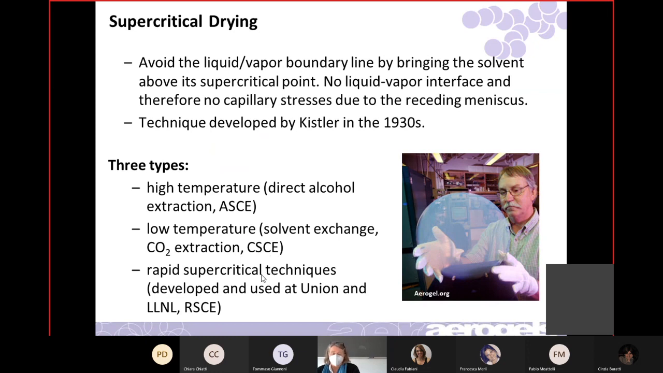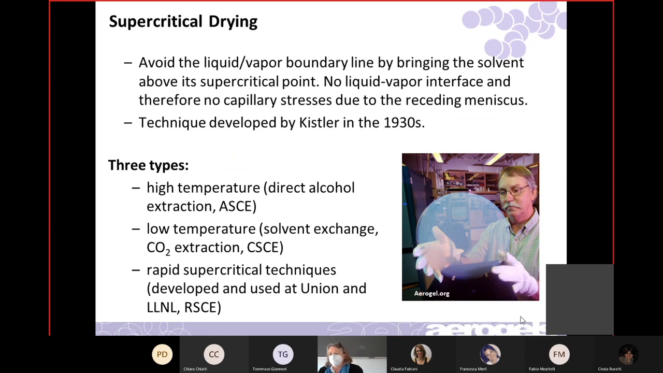We developed it based on some work at a place called Lawrence Livermore National Labs in the United States. They had developed a method, and we read about it and modified it a bit. And here's a lovely picture of an aerogel. That one's huge. That is nice.